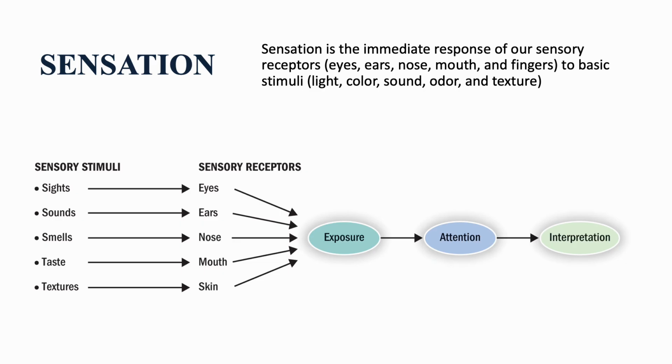Sensation. Sensation is the immediate response of our sensory receptors, our eyes, our nose, our mouth, our fingers, to basic stimuli like odor, texture, taste, sound, color, and so forth. The way that it typically works is that we have our sensory stimuli, which of course are our taste, our smell, our sound. We have our sensory receptors, our eyes, our nose, our mouth, our skin, that accept that stimuli. And then from that point on, we have exposure, attention, and interpretation.